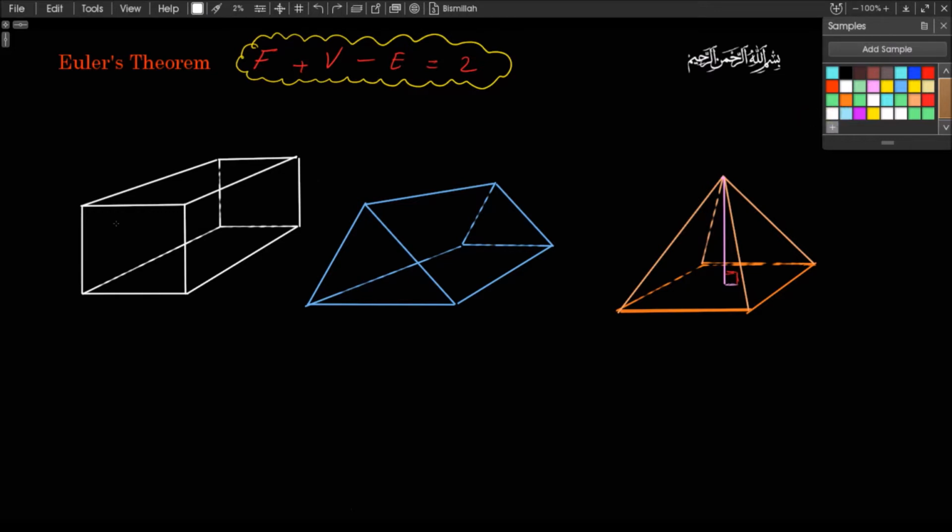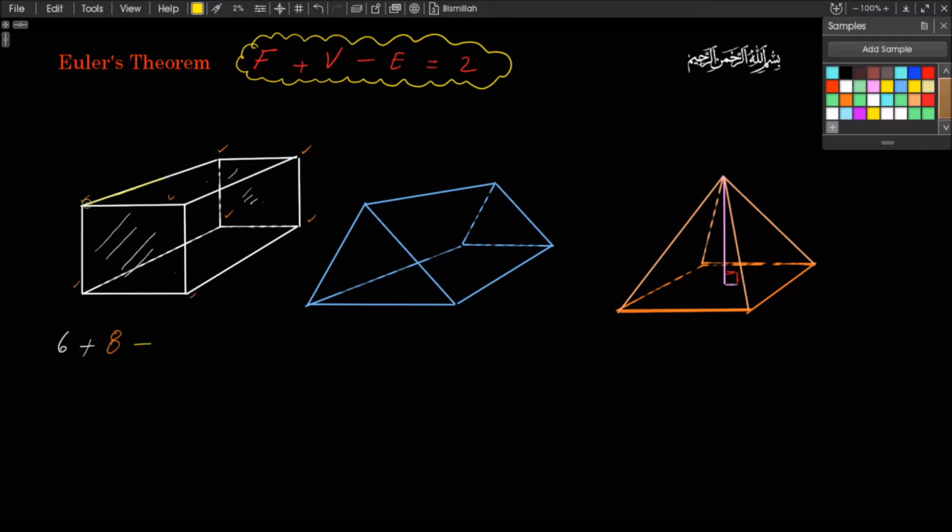So let's count. Over here, the number of faces. Well, we have the 2 bases over here. That's 2. And then 3, 4, 5, 6. So the number of faces is 6 plus the number of vertices. That's 1, that's 2, that's 3, that's 4, that's 5, that's 6, that's 7, that's 8. So we have 8 vertices minus the number of edges. So let's count the edges.